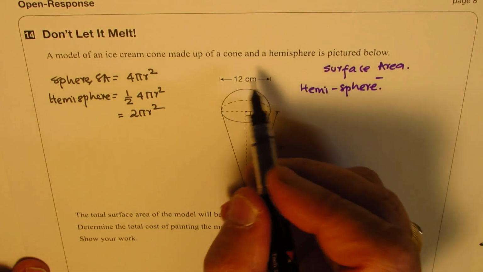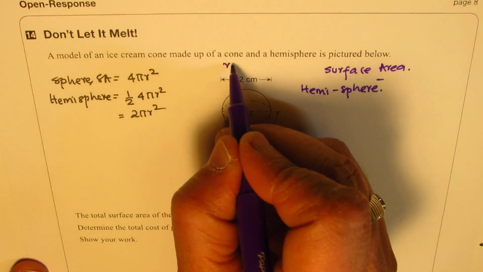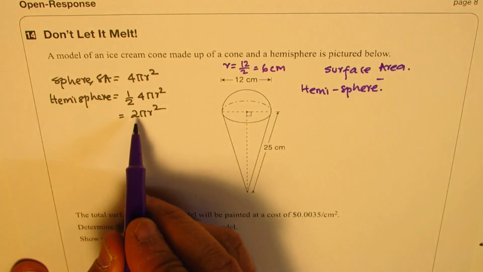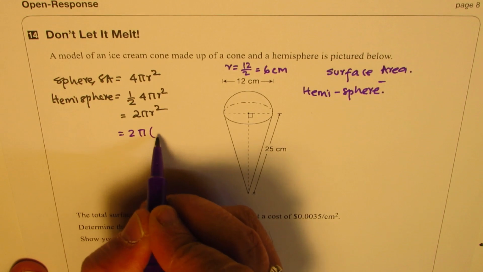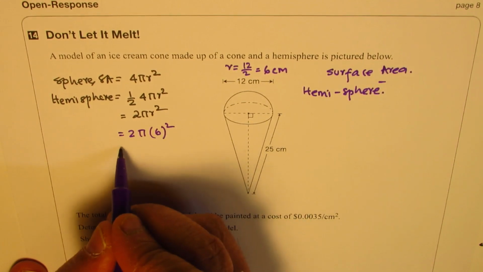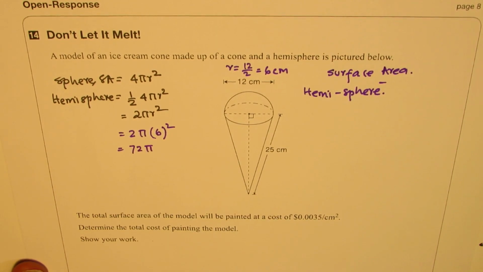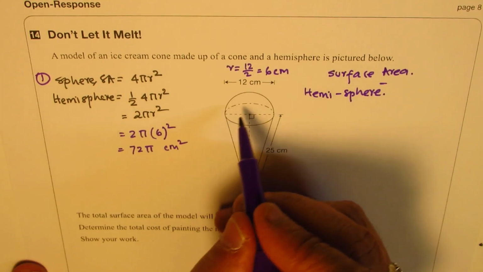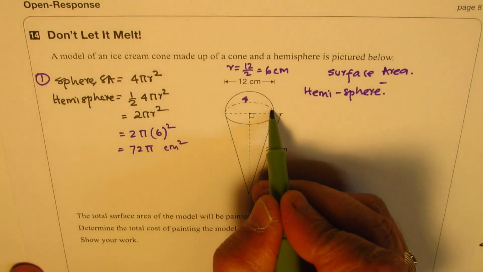Correct? Now in this particular case, we are given a diameter of 12 centimeters. So the radius will be 12 divided by 2, which is 6 centimeters. So we can substitute 6 here and find this value as 2 pi times 6 square, which is 36 times 2, 72 pi. Is that clear? And the units are centimeter squares. So we got the first part, that is, we have found the area of the hemisphere. Now, let's look into the surface area of the cone.